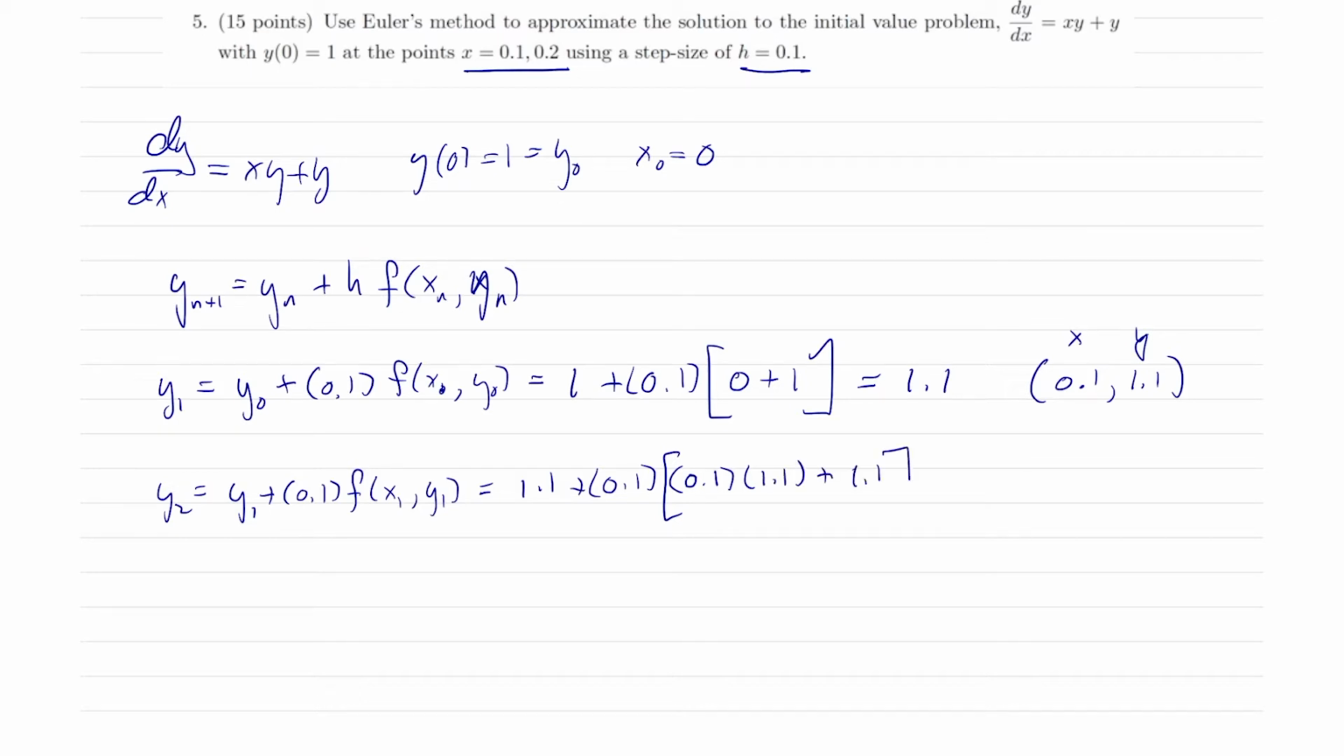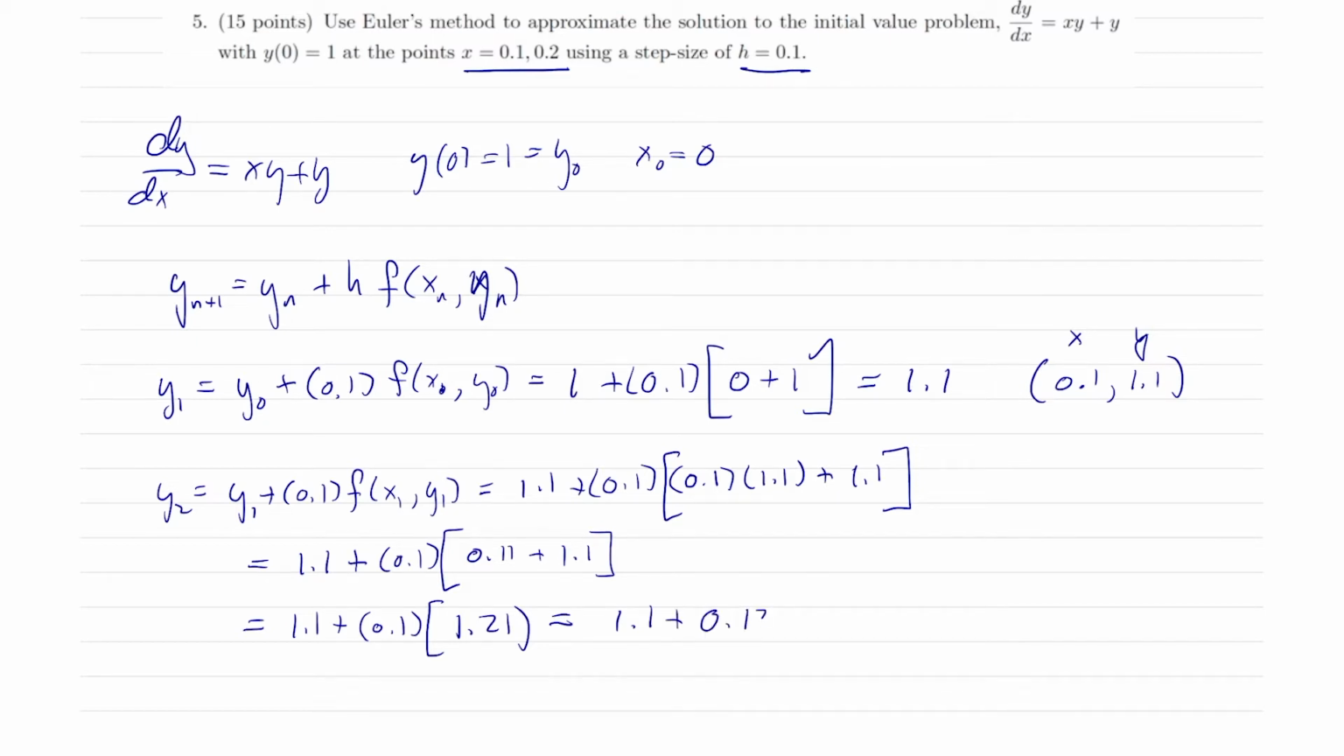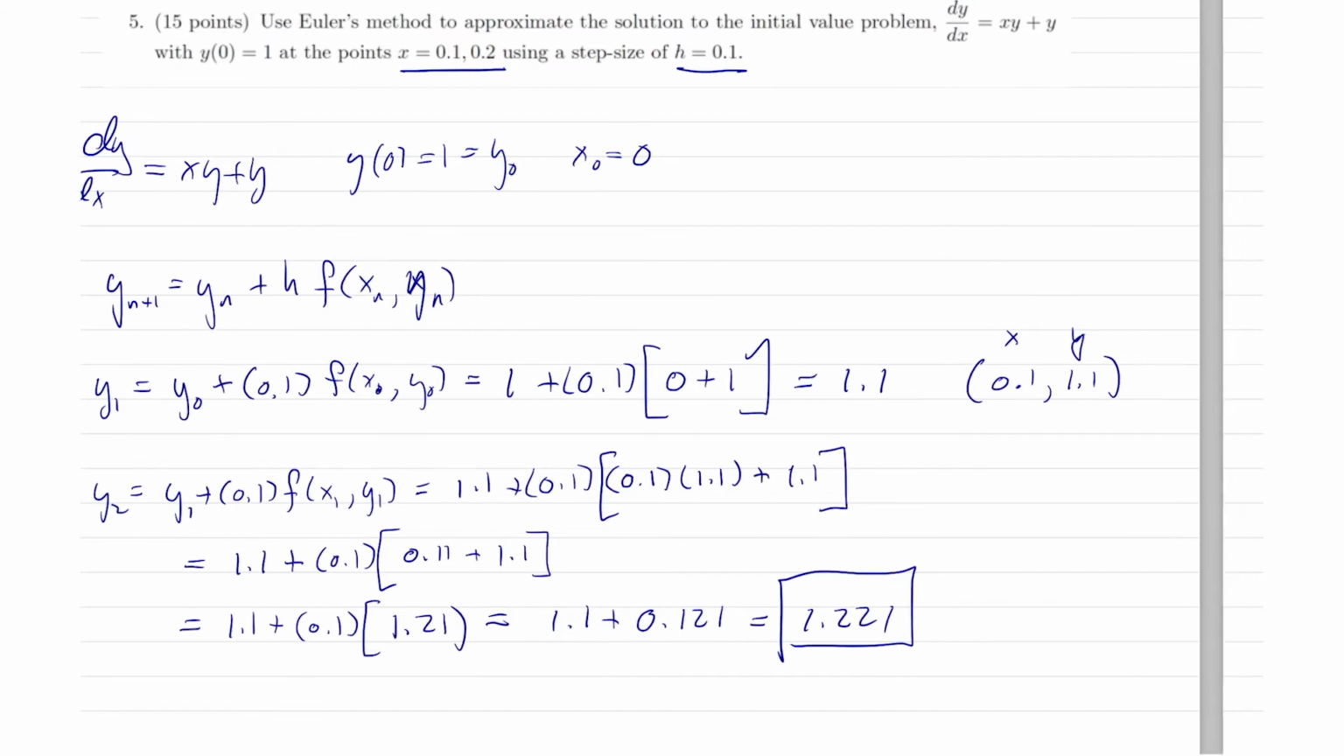All right, so it's not too bad as far as arithmetic goes. So it's going 1.1 plus, say, 0.1 times 0.1 plus 1.1, right? And that is 1.1 plus 0.1 times, say, 1.21. And so that's 1.1 plus 0.121, which is ultimately going to be 1.221, right? And that's the answer. Piece of cake.